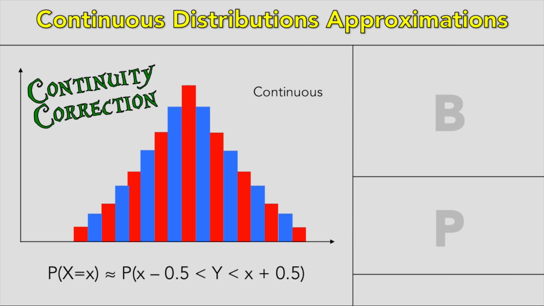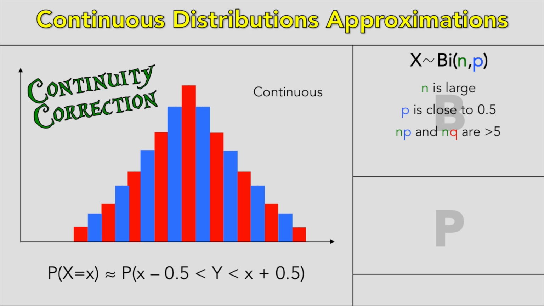Firstly, binomial. If n is large and p is close to 0.5, then np and nq are greater than 5, as a rule of thumb. Then you should be able to approximate the distribution as a continuous distribution, where mu is np and variance is npq. Everyone loves Greek letters.